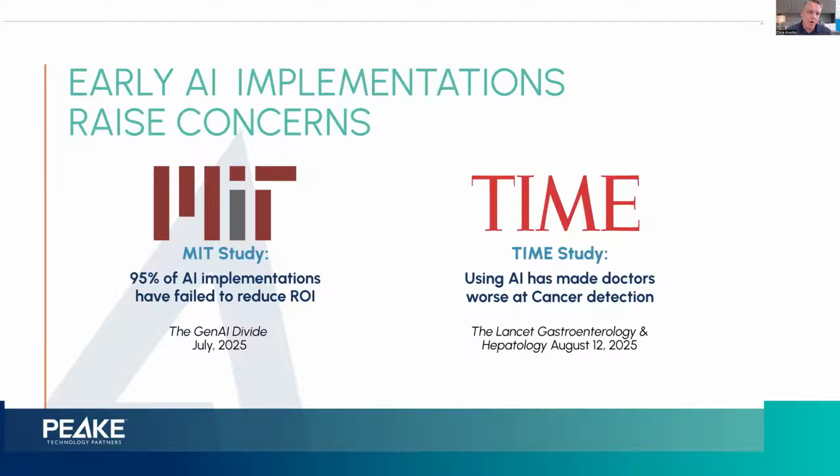And the Time article showed that in some cases AI actually made cancer detection worse. So it's important that we get these right. It's important that we're solving the right problem. So let's kind of step into this approach a bit as we go.